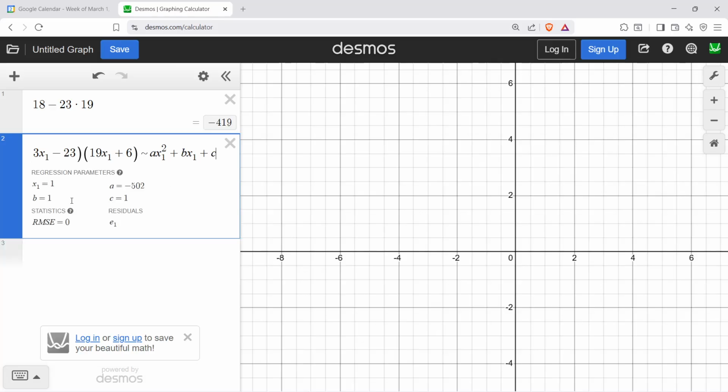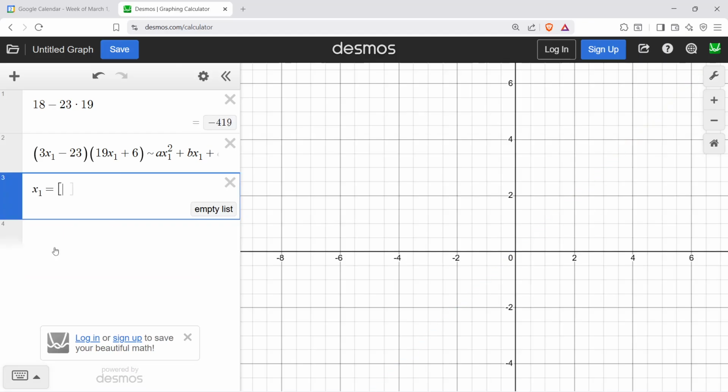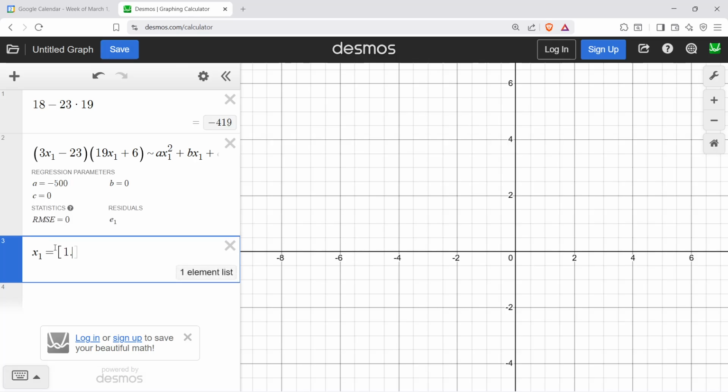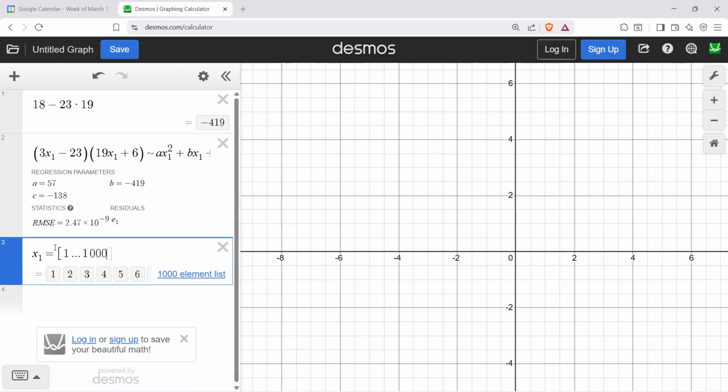And that comes up with some values. But see, it says x1 is 1, and this is a function. It's got to have many values of x. So I'll put x1 equals, and I'll put 1. There's no restrictions on it in this case. 1 to 1,000. Sometimes they might not give you the restriction. You'll have to figure it out. But I'll put 1 to 1,000, and then here it says, now I've got a number of values for x.